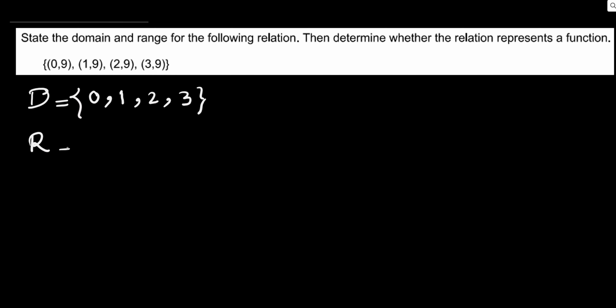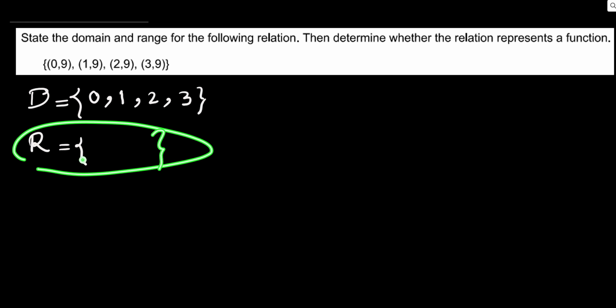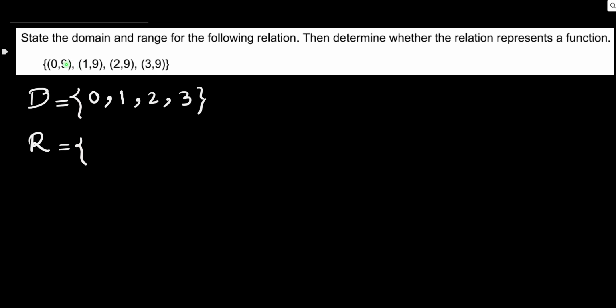How about range? Range is the second component of each pair. So between 0 and 9, it's 9. Between 1 and 9 is 9. Between 2 and 9, the range is 9. And also here it is 9. Range also is a set containing all y values in the pairs of x and y. 9 is just one constant, and I'm not going to repeat it 4 times. The range is only 9.